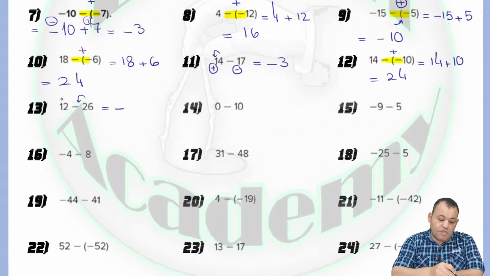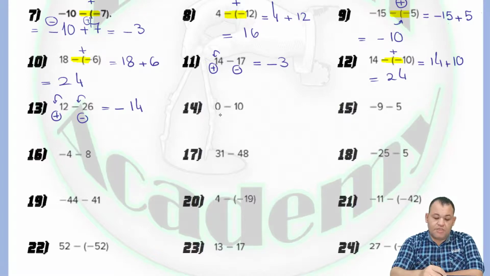Now the two numbers, 12 is positive, 26 is negative, the two numbers have different signs. If you have the same sign, I will add them. Different signs, I will subtract them. So 26 minus 12 equals 14.